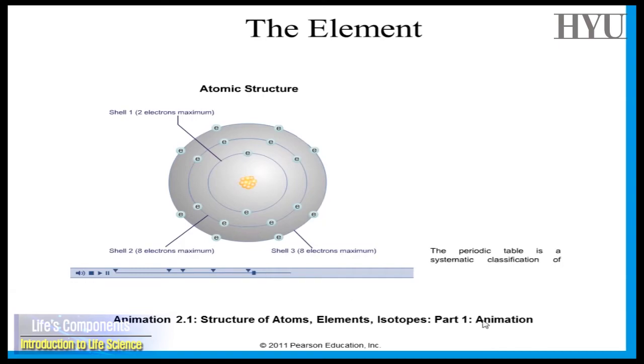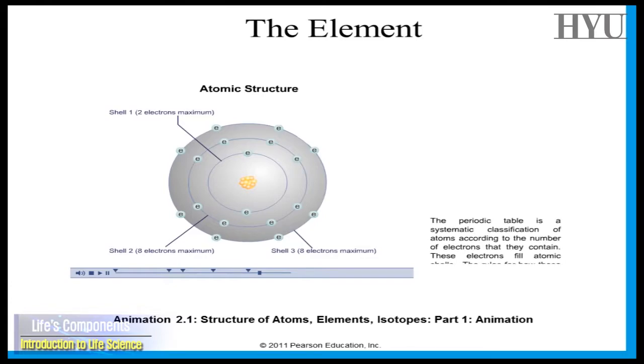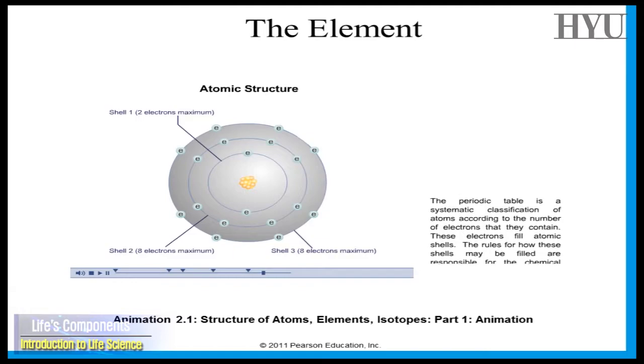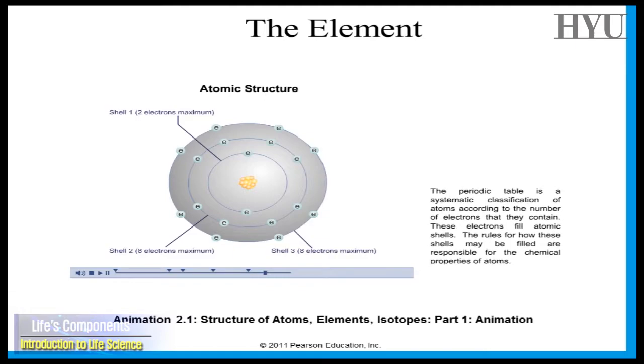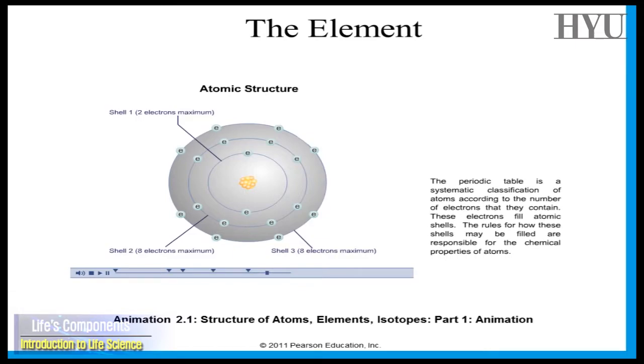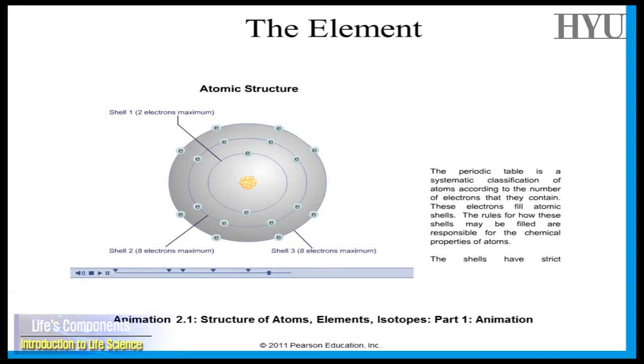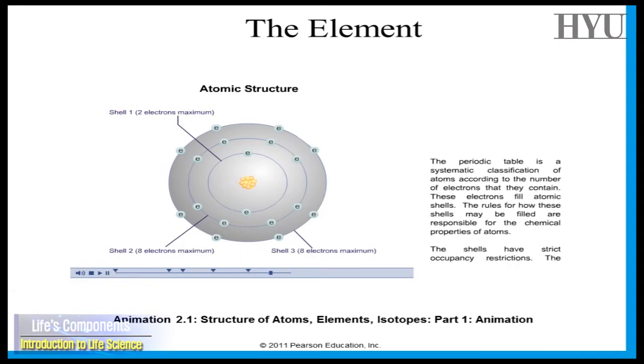The periodic table is a systematic classification of atoms according to the number of electrons that they contain. These electrons fill atomic shells. The rules for how these shells may be filled are responsible for the chemical properties of the atoms. The shells have strict occupancy restrictions.